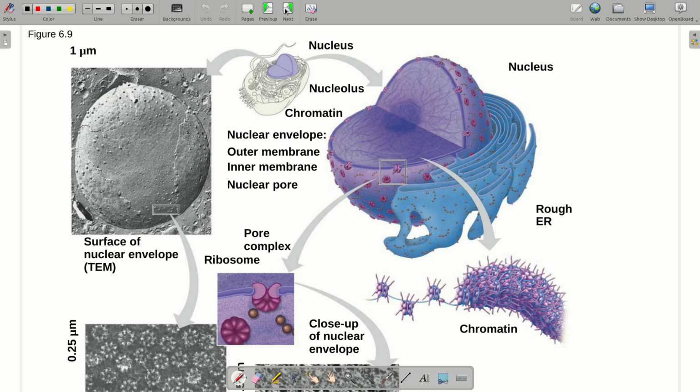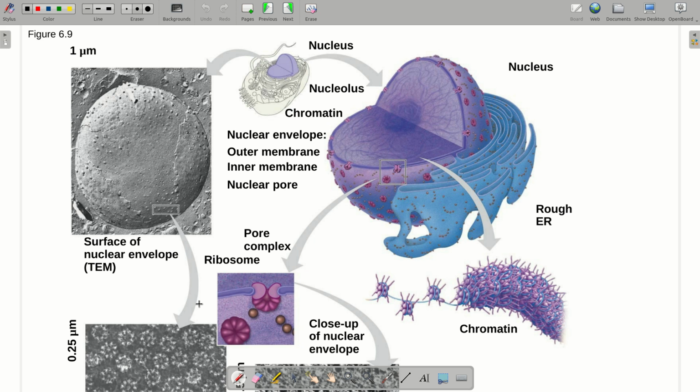And this is kind of what the nucleus looks like. Notice that it is surrounded by the ER. This here is the rough ER, rough meaning that it has ribosomes stuck to it. Here is an electron microscope picture of what the nucleus would look like.